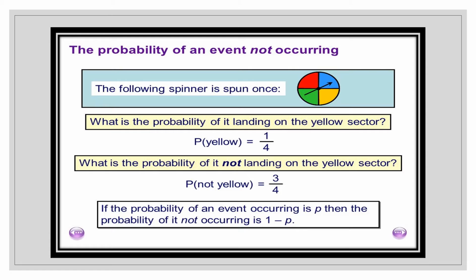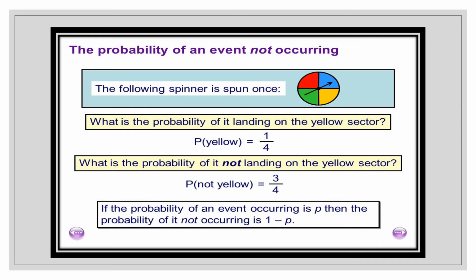Now, next, what is the probability of it not landing on the yellow sector? If you look back at the spinner, how many parts are not yellow? So we have blue, red, and green. So there are 3 parts. Therefore, the probability of not yellow is equal to 3 over 4. Out of 4 parts, 3 are not yellow.